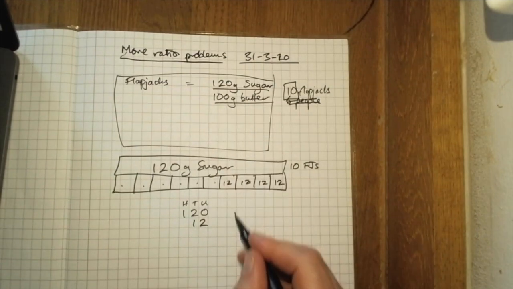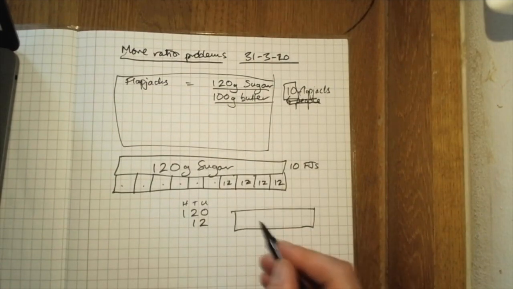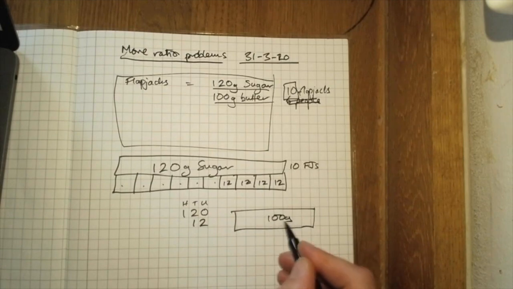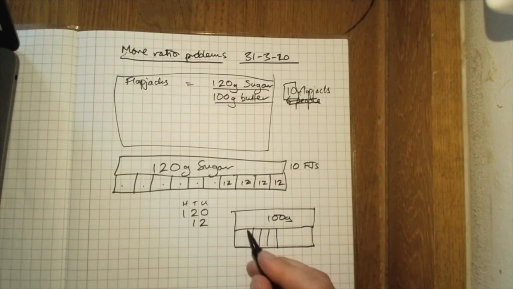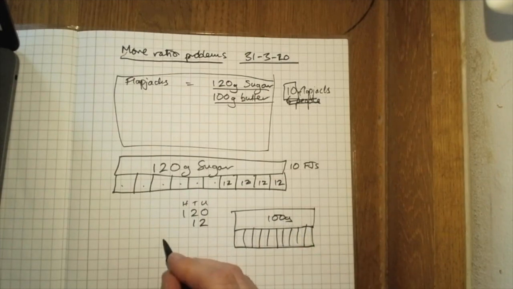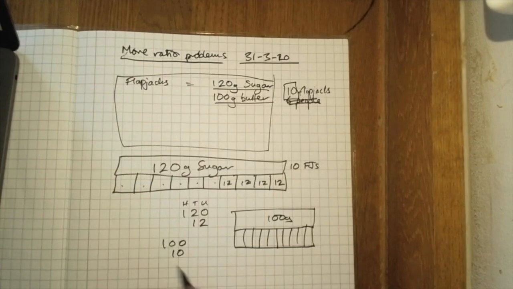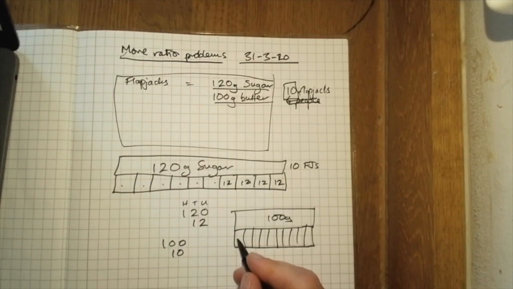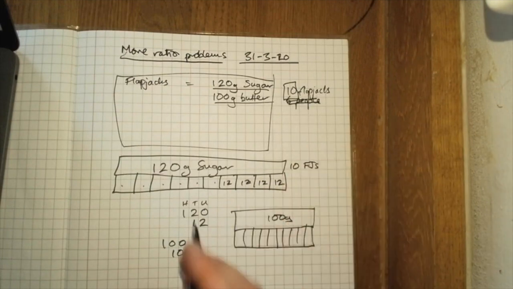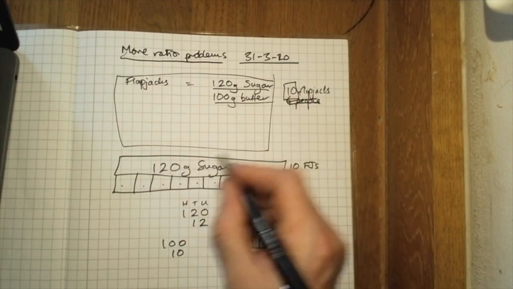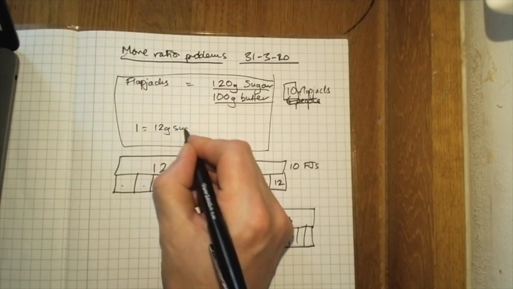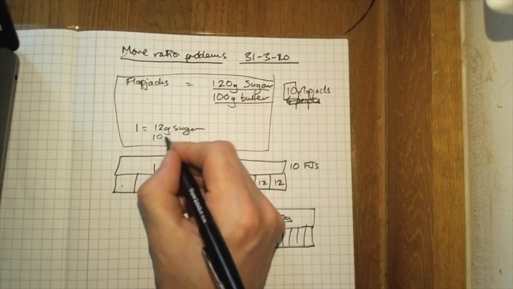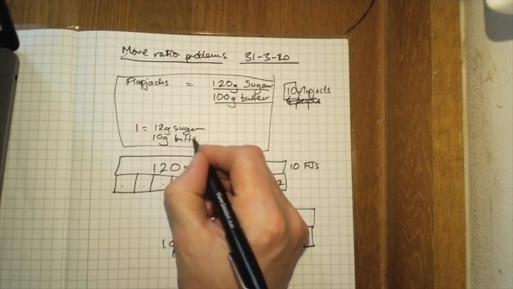Again, with the butter, you could have 100 grams of butter, and you've got 10 there. 100 divided by 10. I'm almost certain you'll know that one straight away. And then each of the flapjacks are going to now have, so for 1 flapjack, it's going to be 12 grams of sugar and 10 grams of butter.